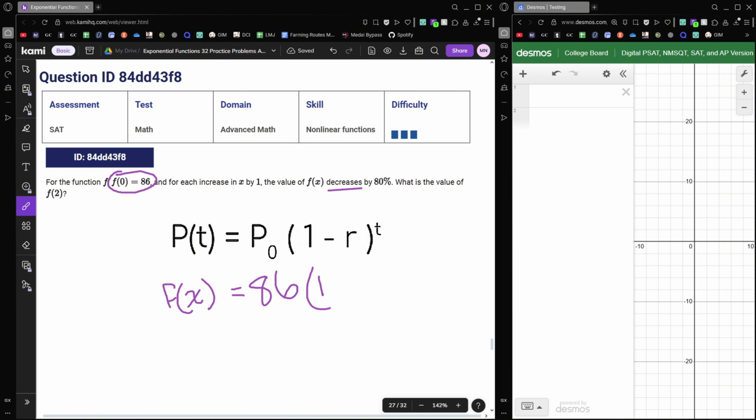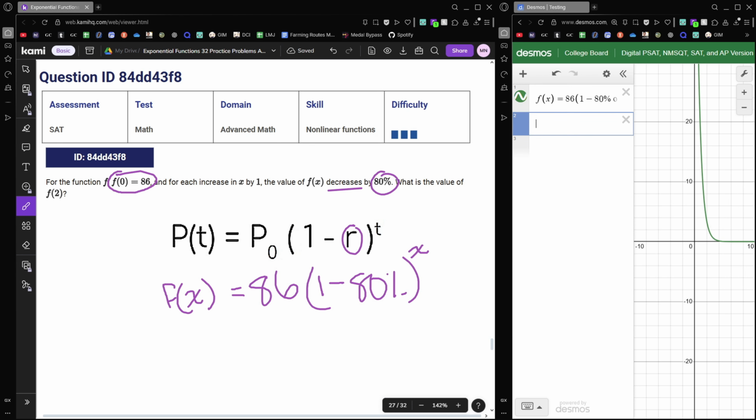Then we're going to do 1 minus, our r value is going to be 80%, and then this will be to the power of t, but in this case, since it's f of x, it will be to the power of x. Now we can just put this straight into Desmos. Make sure to put a 1 after you put the 80%. And now we have our function. They ask us for the value of f of 2, so all we gotta do is type in f of 2, and we get that f of 2 is equal to 3.44.